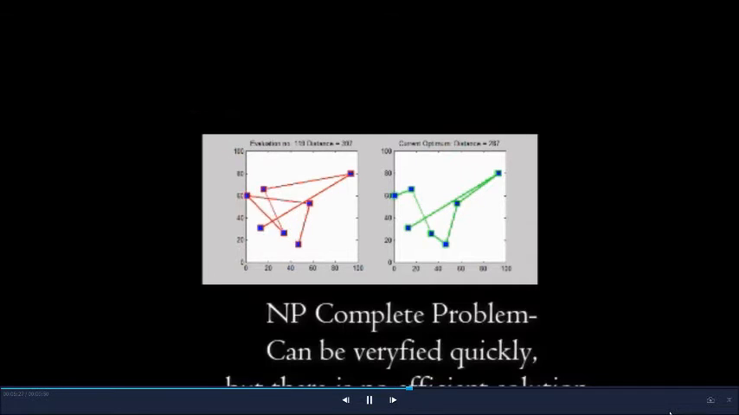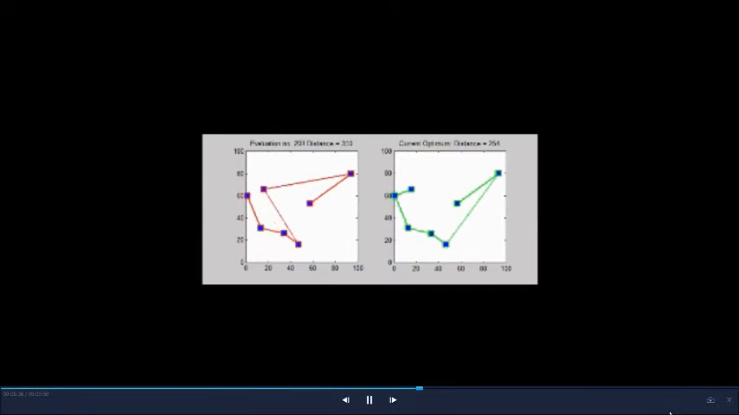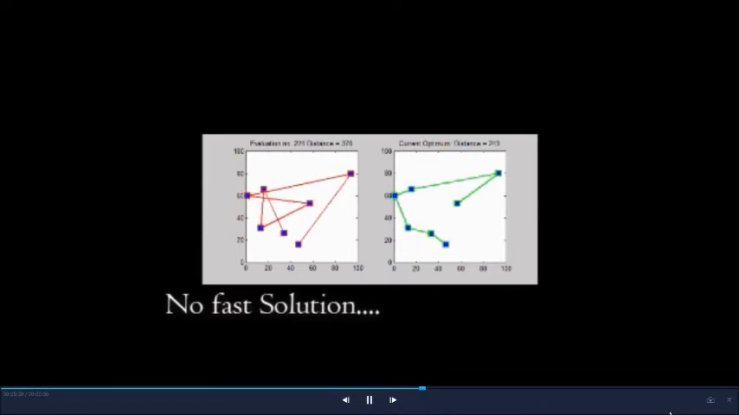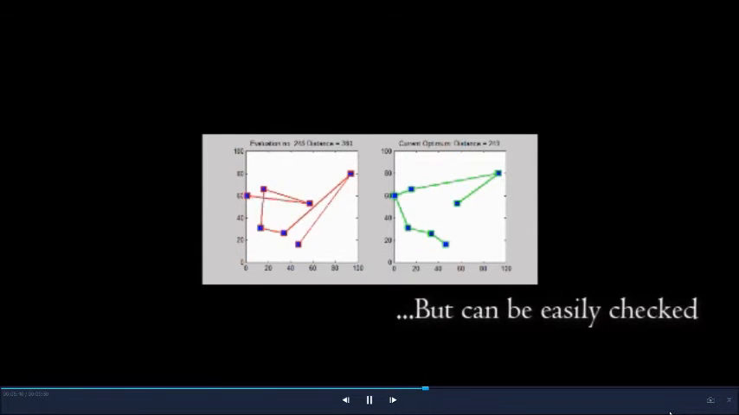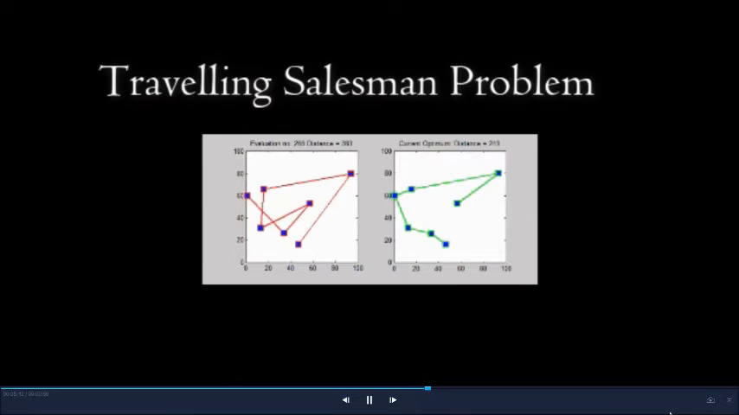The NP-complete problem is where a given solution to a problem can be verified quickly, but there's no known efficient way to locate a solution in the first place. NP-complete problems mean that there is no fast solution to them, but they can be easily checked. The traveling salesman problem, as this is formally called, is the NP-complete problem.